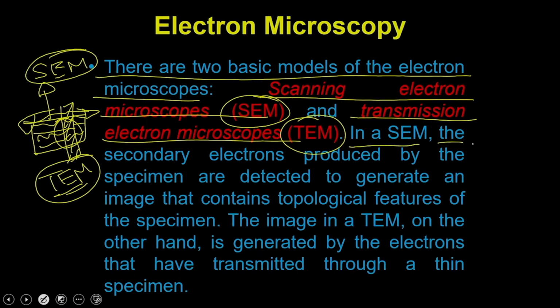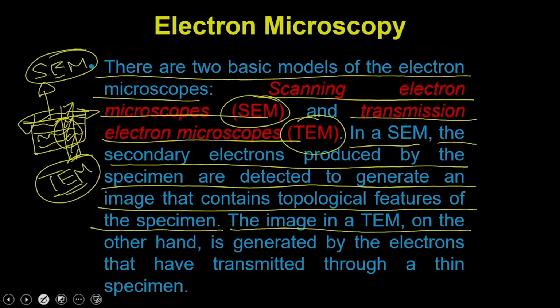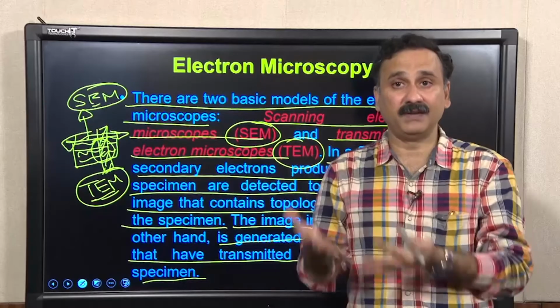So, in an SEM, the secondary electrons produced by the specimen are detected to generate an image that contains the topological features of the specimen, which means how the surface is, and that is called the topology. That is the detail you get when you process a sample for the scanning electron microscope. The image in a TEM, on the other hand, is generated by the electrons that have transmitted through a thin specimen, and that gives you the details of how the sample is from inside.